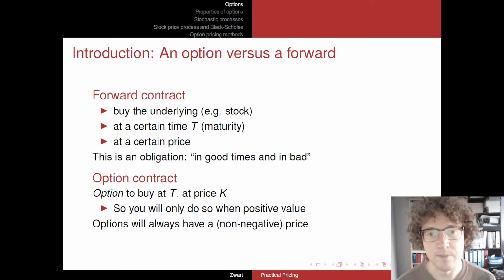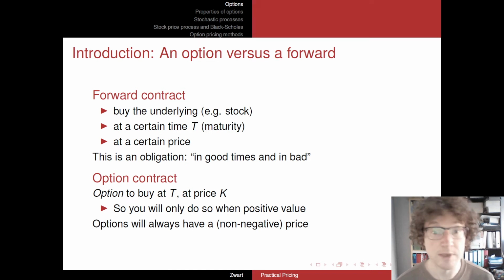I will have the right to buy from you a particular stock, say the stock of Royal Dutch Shell, at a certain price. And this is going to be an obligation. For instance, it says that 1 month from now, I will have the right to buy one such stock from you at a price of 20 euros. And this right is actually an obligation, so I have to buy this stock from you at 20 euros.